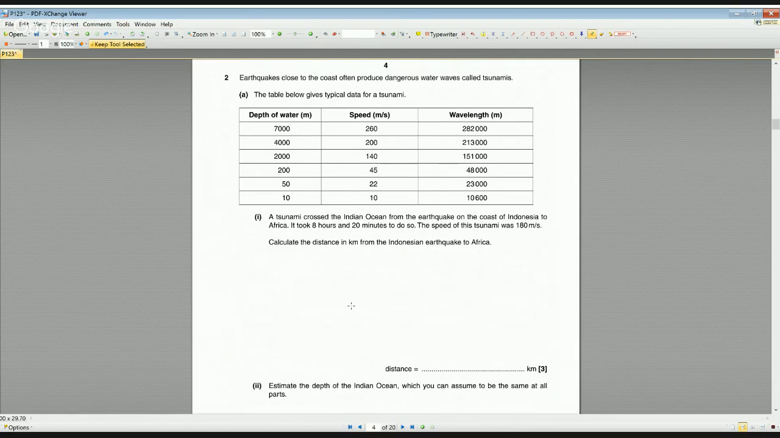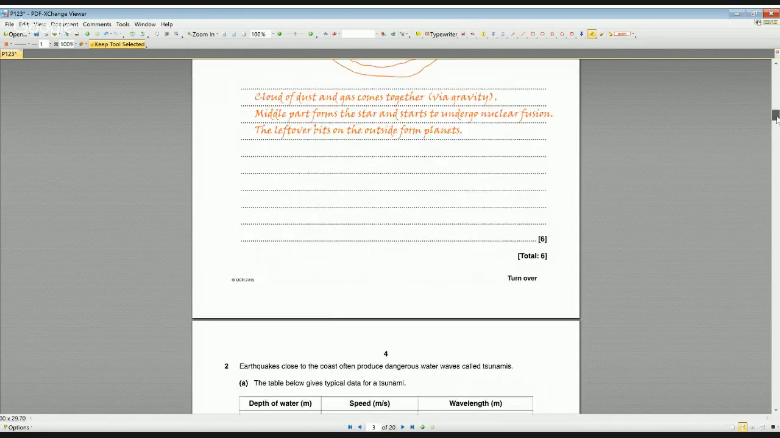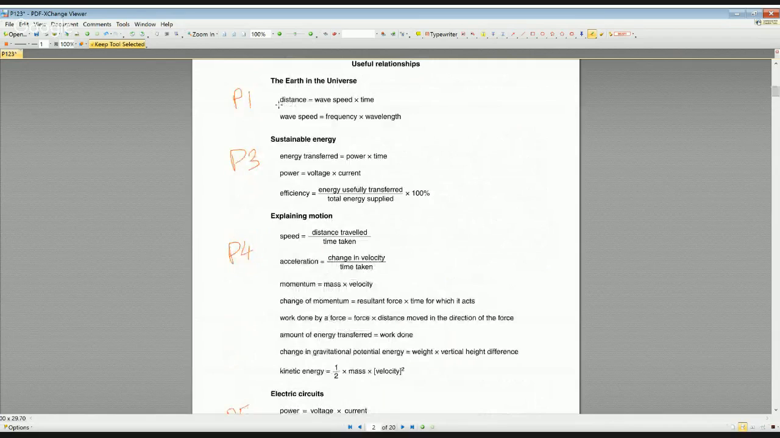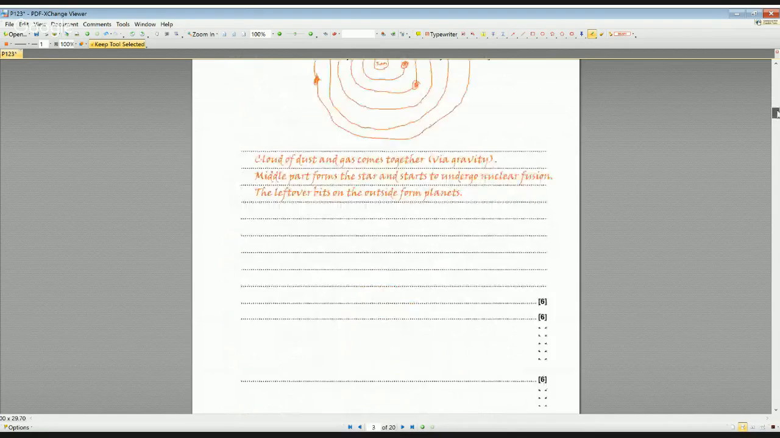It took 8 hours and 20 minutes, and the speed of the tsunami was 180 meters per second. Calculate the distance in kilometers from the Indonesian earthquake to Africa. Well, we've got a speed. Now, you should know from key stage 3 the equation relating speed, distance, and time, but actually specifically related to waves. It's given to us here in the P1 formula sheet. Distance equals wave speed times time.